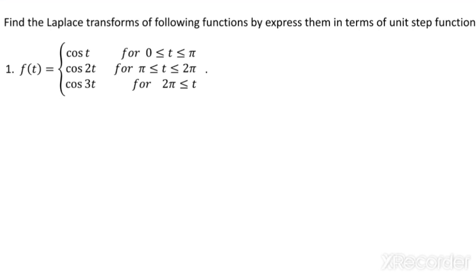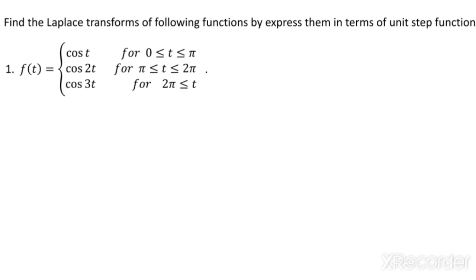So we can take some problems. The first problem here: find the Laplace transform of the following function by expressing it in terms of unit step function. The function is given as cos t in the interval 0 to pi, cos 2t in the interval pi to 2 pi, and cos 3t in the interval 2 pi to infinity, t greater than or equal to 2 pi.